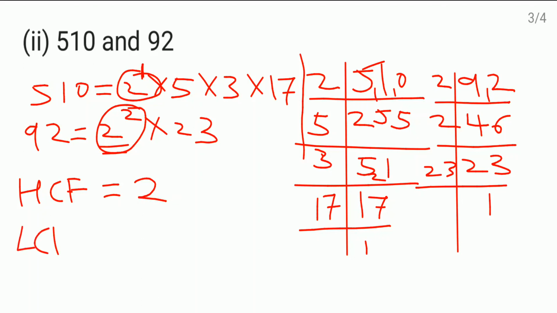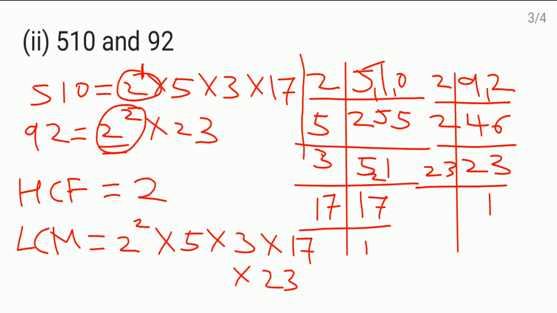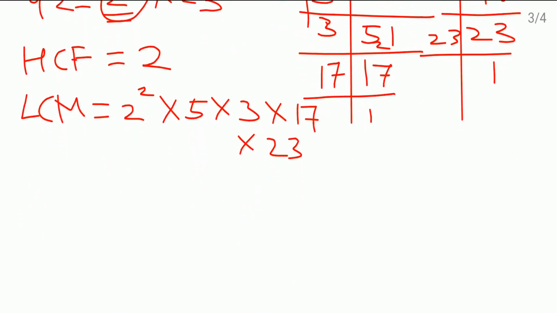LCM. For LCM, look at the common factor here. From the common factor, I take the number having the highest exponent. So 2 square I'll write down, and the remaining factors: 5 is there, 3 is there, 17 is there, and 23 is there. I'll write down the product of these numbers here.